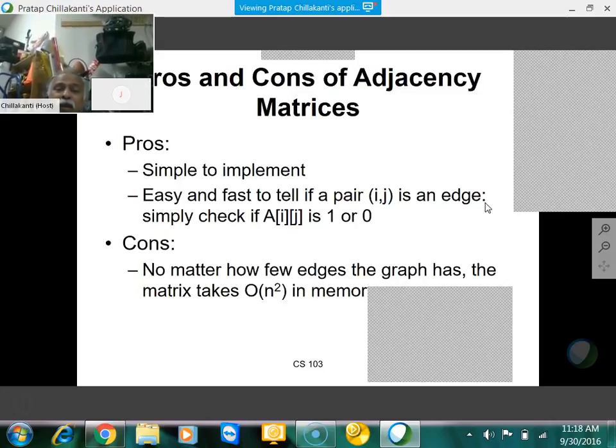Okay. Now, what are the pros and cons, right? When you talk about adjacency matrices, it's a fairly easy concept, a two-dimensional array. It's an easy concept to implement, right? And then it's also very easy to tell if a pair of nodes has an edge, right? If there's an edge, there's a 1 in the cell. If there's no edge, it's 0. So it is easier and fast to quickly identify if there's an edge or not.